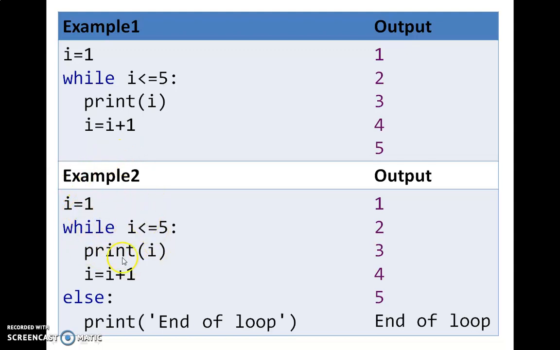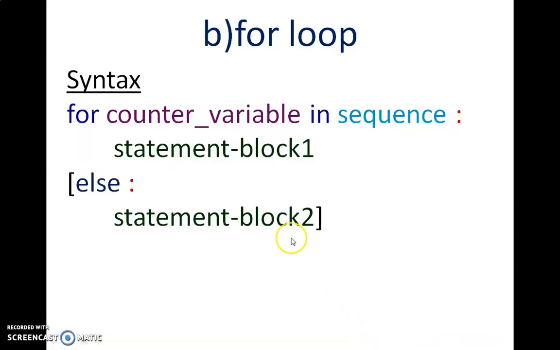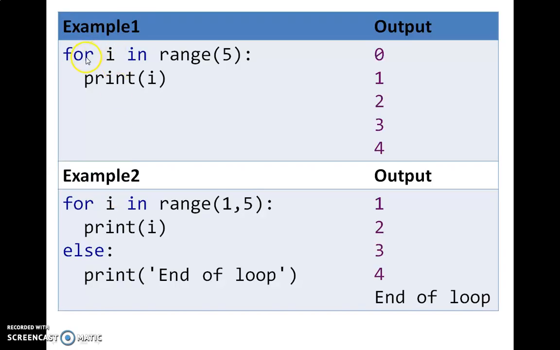In example 2, I have taken the same example as example 1, but here I have added the else part. So when is the else part executed? When the condition becomes false, control jumps to the else part if you have given an else part. So here I get the output end of loop also. For loop: for counter variable in sequence colon, statement block 1, else colon, statement block 2. Here also the else part is optional. For i in range 5, print i. Here i is the counter variable and range 5 forms the sequence.